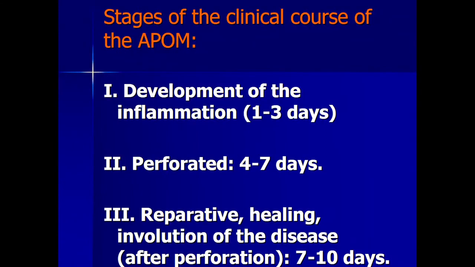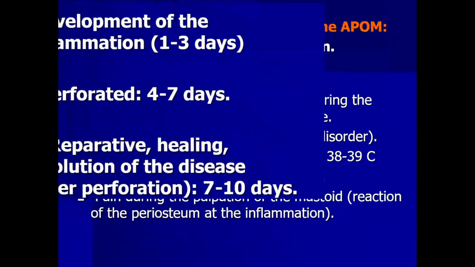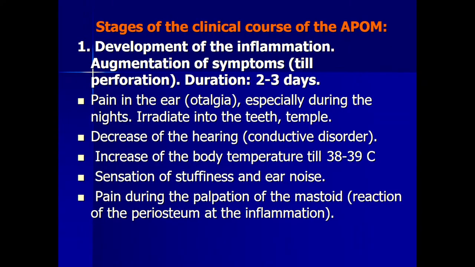Stages of the clinical course of acute purulent otitis media. The first one is development of the inflammation, from 1 to 3 days. The second, perforated, from 4 to 7 days. The third, reparative, healing, involution of the disease after perforation, from 7 to 10 days. And they correspond to the clinical course.